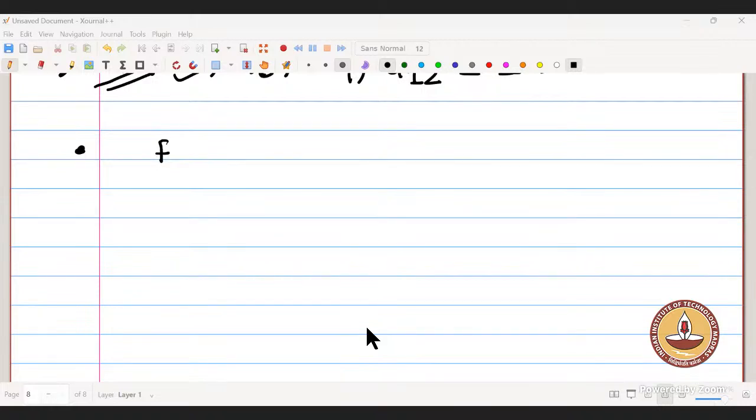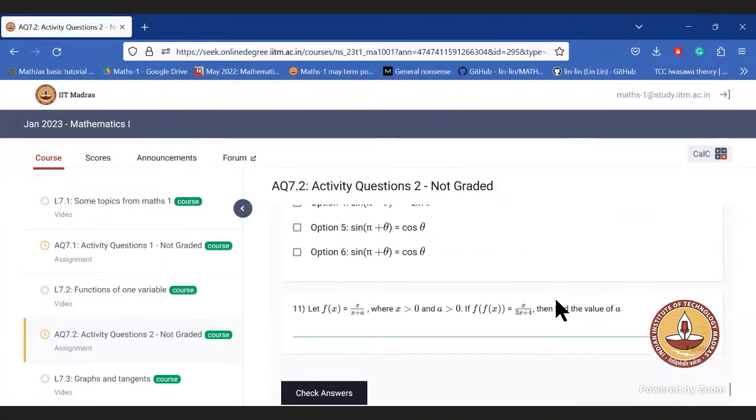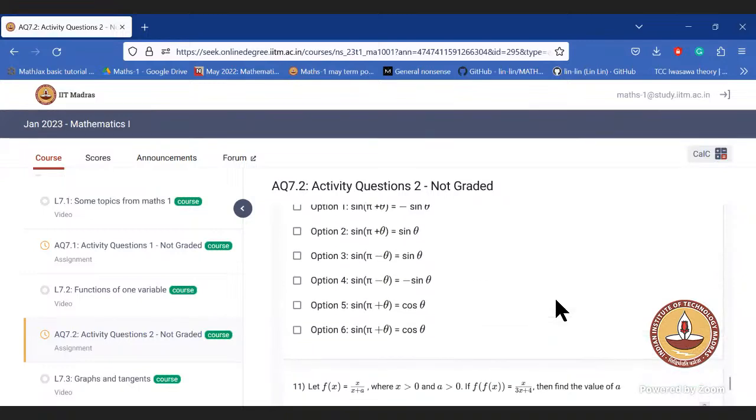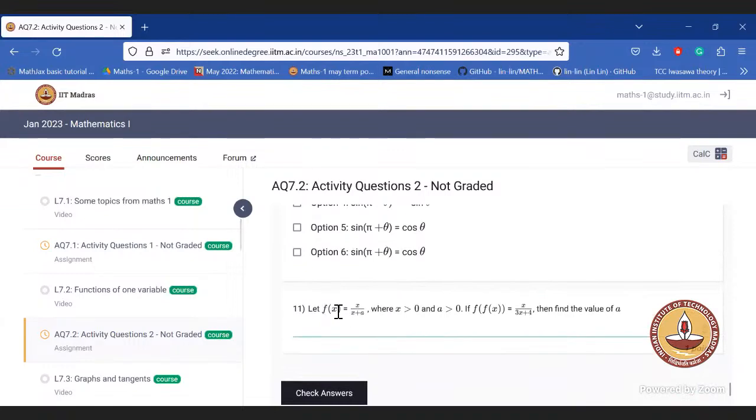Oh, I'm referring to the old portal. Okay, you have 11 questions in 7.2. Yes, sir, it's 11 questions. I have only 10 questions in 7.2, but the last question, the 11th question, for me it is 10, sir. Okay. Can you see my screen? Yes, sir. This one, right? Yes, sir. Correct. This is your doubt.